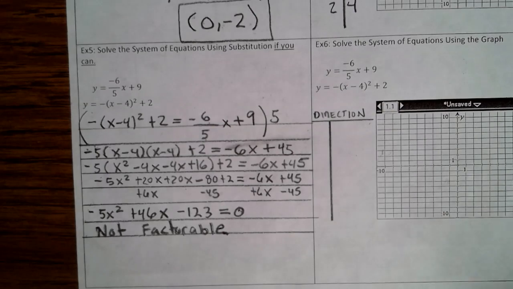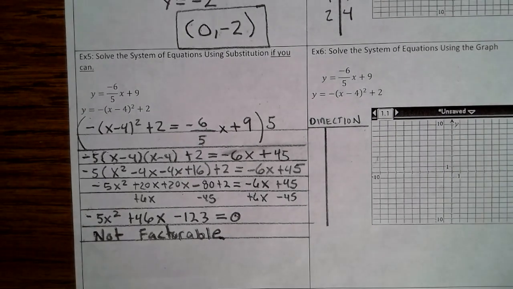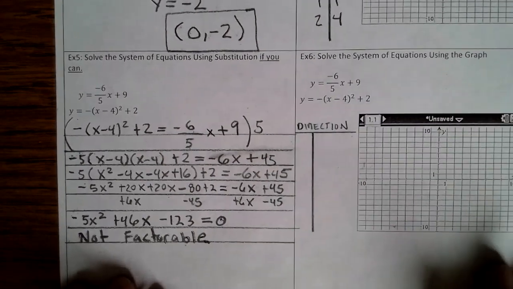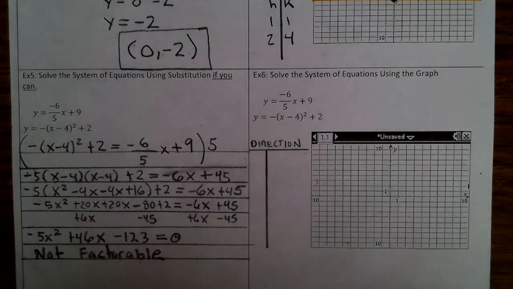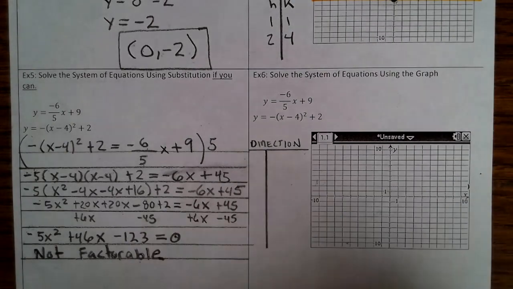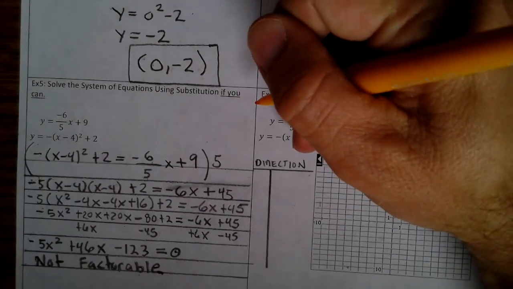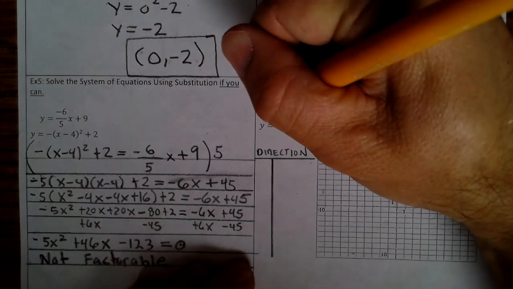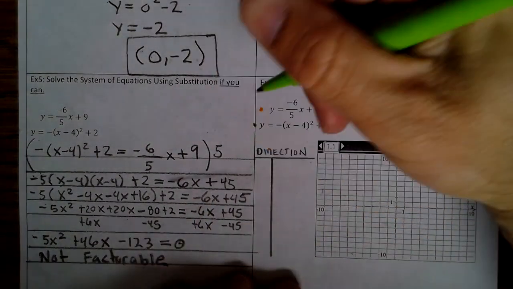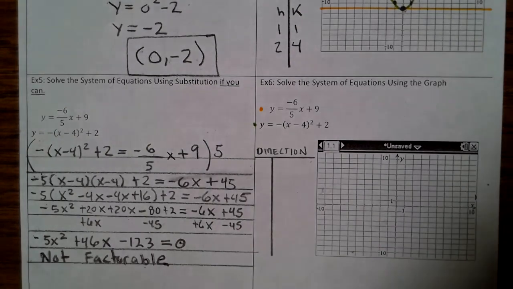Now if it's not factorable, that's why I've taught you on the left side of this example how to do it algebraically, but on the right side to graph it. So if you can't solve it algebraically, you can always graph it to find the solution. So let's do that. Now let's graph these in different colors. So let's do this in yellow and this in green.